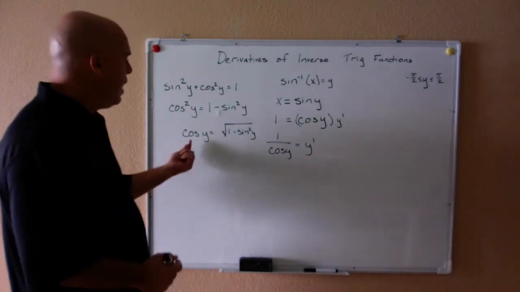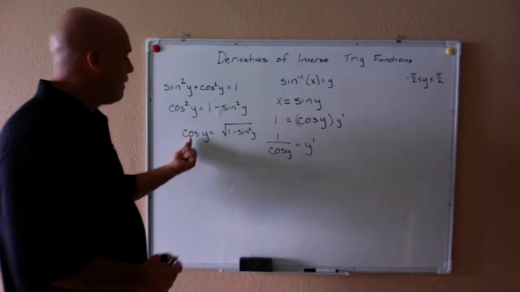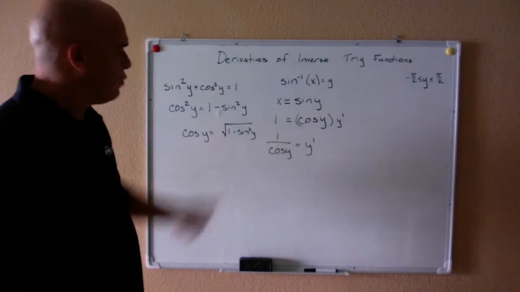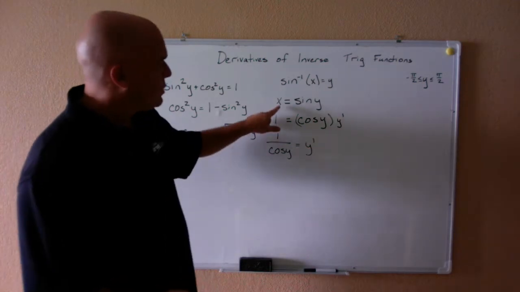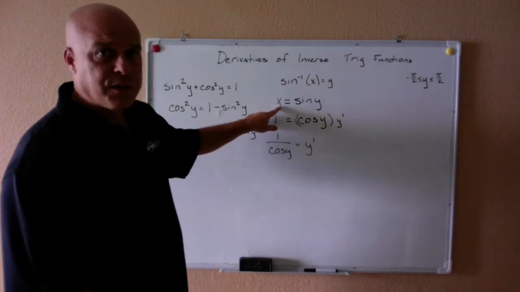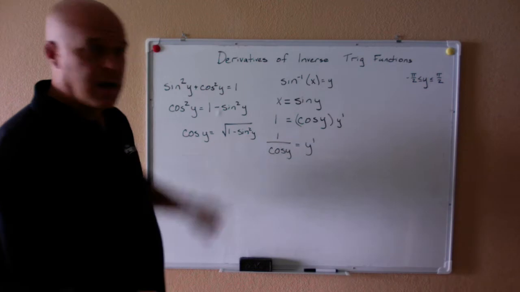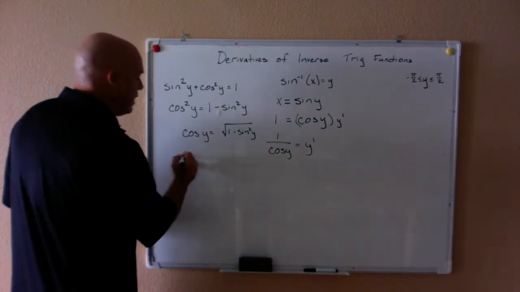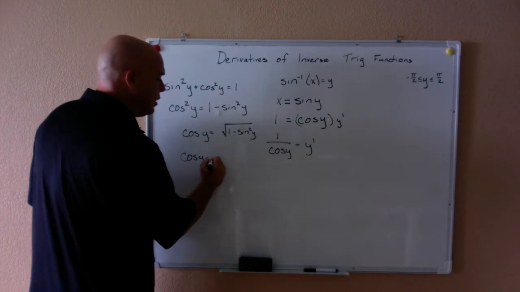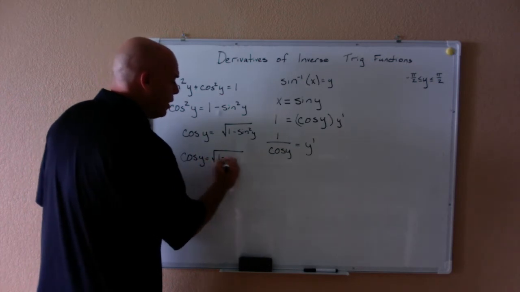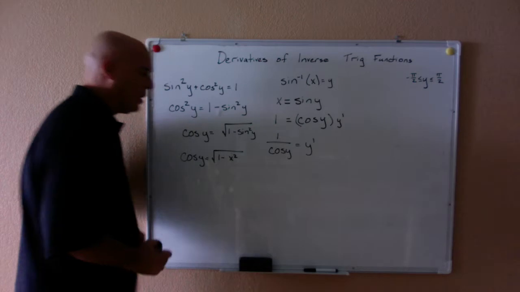And so now I'm going to go in and say, okay, I've got the cosine of y equals the square root of 1 minus sine squared of y. But notice that the sine of y is equal to x. And so I can replace sine of y here with x, and that gets me that the cosine of y is equal to the square root of 1 minus x squared.